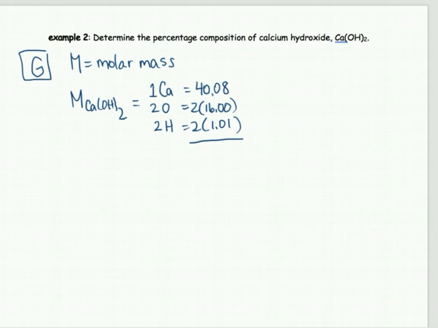And then you get 74.10. So I know your calculator will round the 0 up, but just know that there should be a couple digits there after the decimal point. All right, so that's the molar mass of the whole compound, okay? So, you could think of it as the whole compound here.